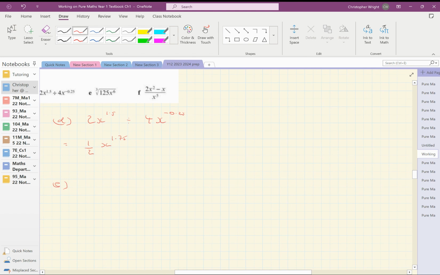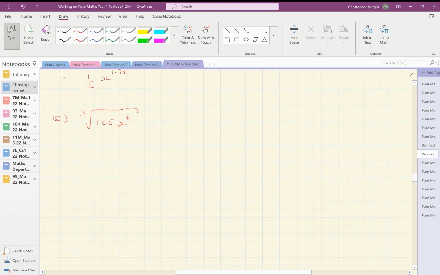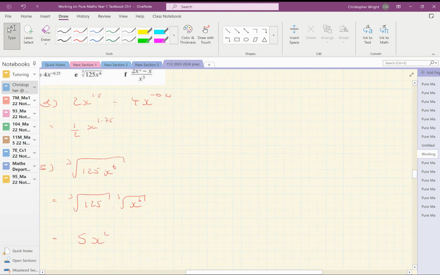E is the cube root of 125 x to the power 6. So that's going to be the cube root of 125. I'll tell you what, I'll write it out like this: cube root of 125 multiplied by the cube root of x to the power 6. Well, cube root of 125 is 5. Cube root of x to the power 6 is x squared, because x squared times x squared times x squared is x to the power 6. That's E. F.